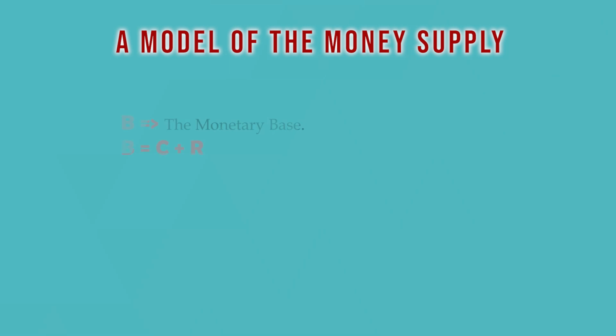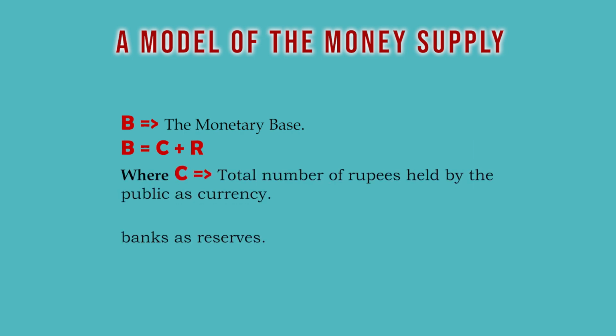Now in this model, there are three exogenous variables. What are they? Number one, the monetary base. We call it B. What is the monetary base? It is the total number of rupees held by the public as currency and the total number of reserves held by the banks. The total currency held by the public, we call it C. The total reserves held by the banks, we call it R. And obviously, the whole of this monetary base is controlled by the RBI.